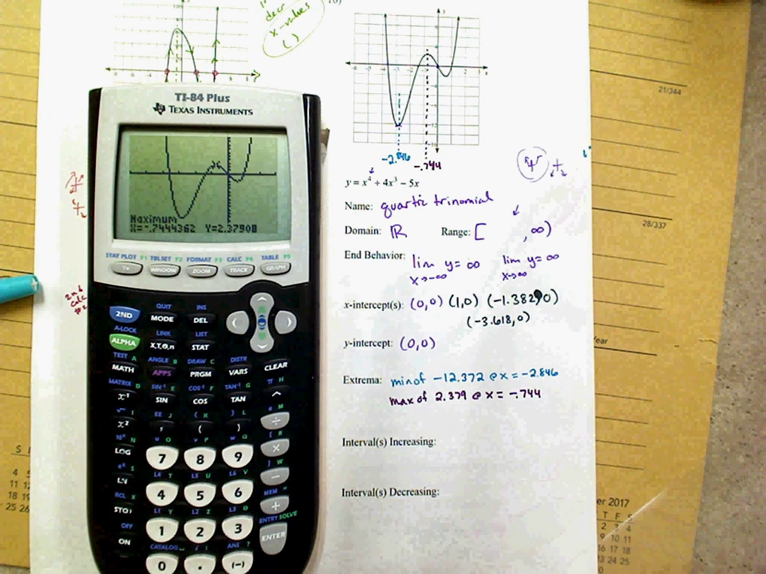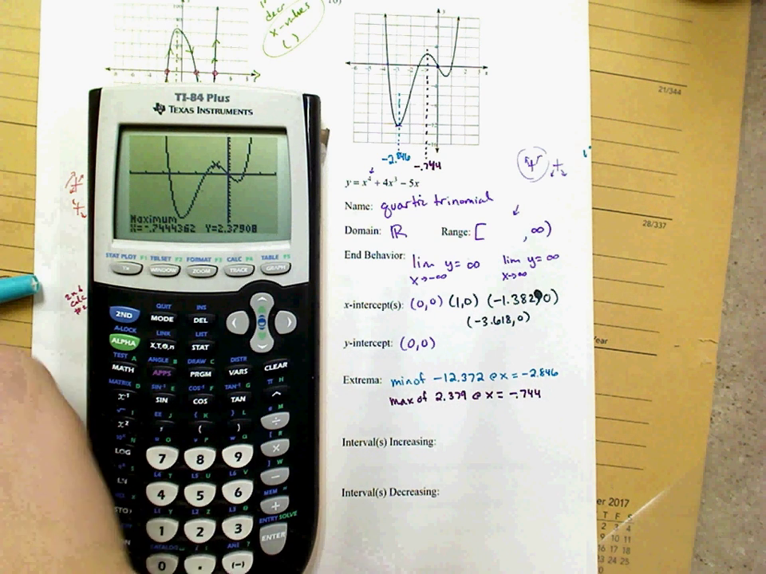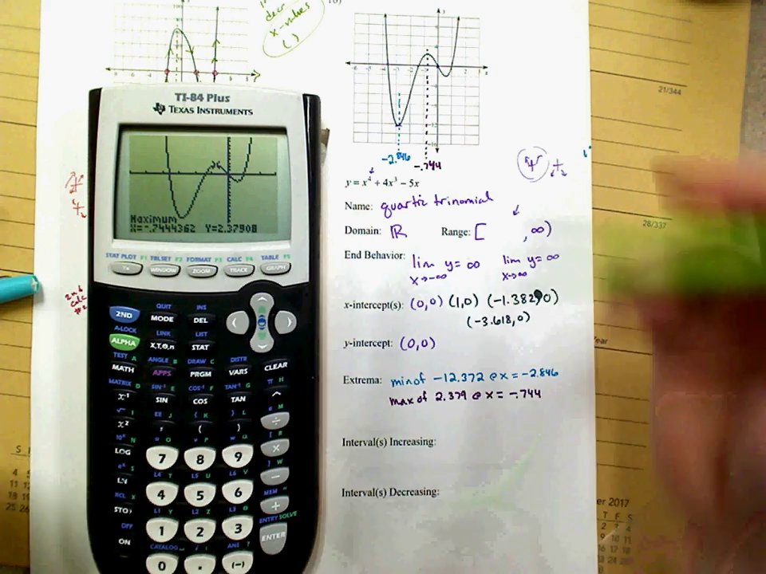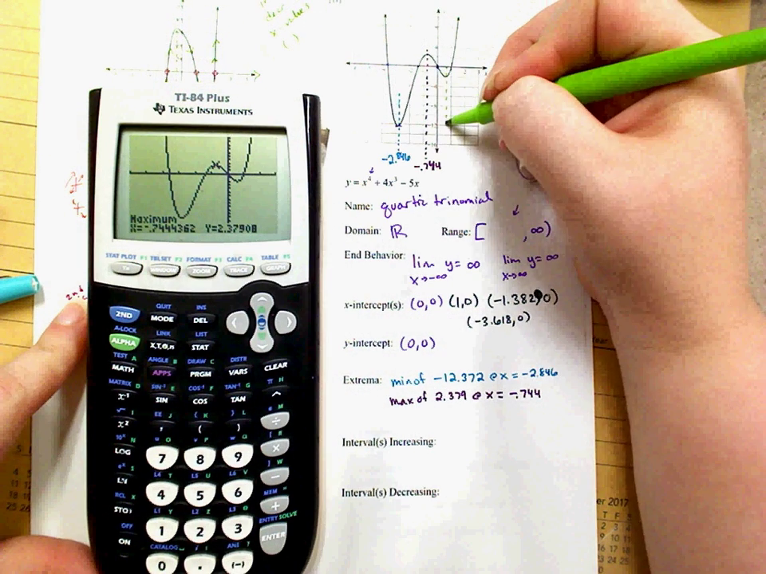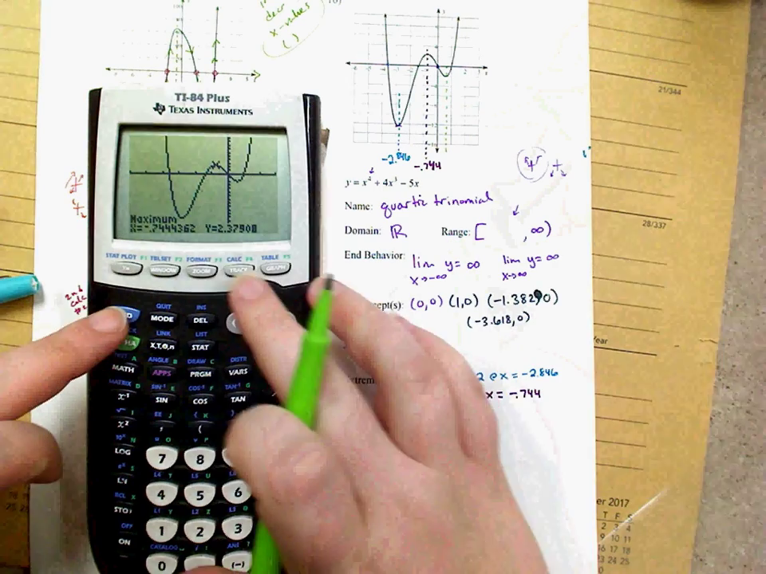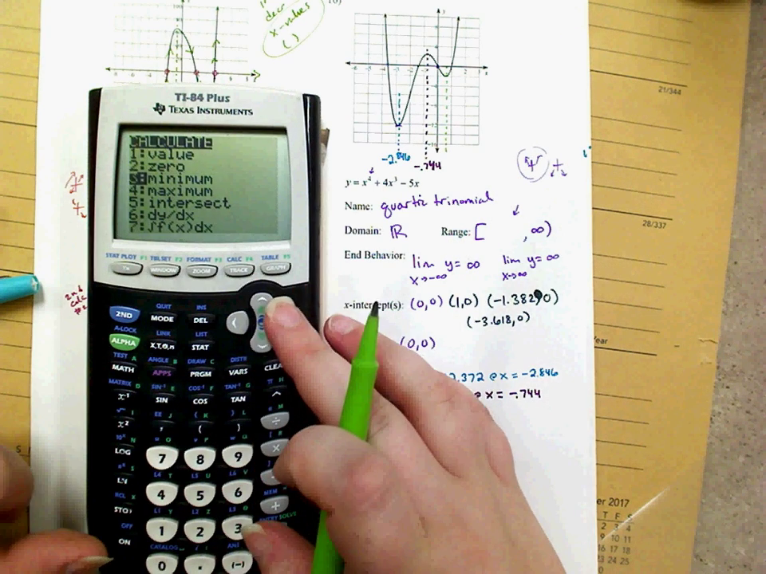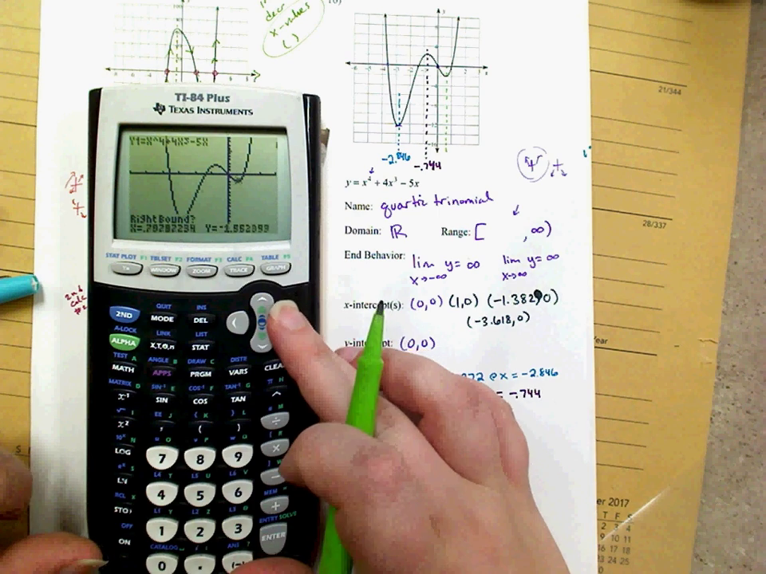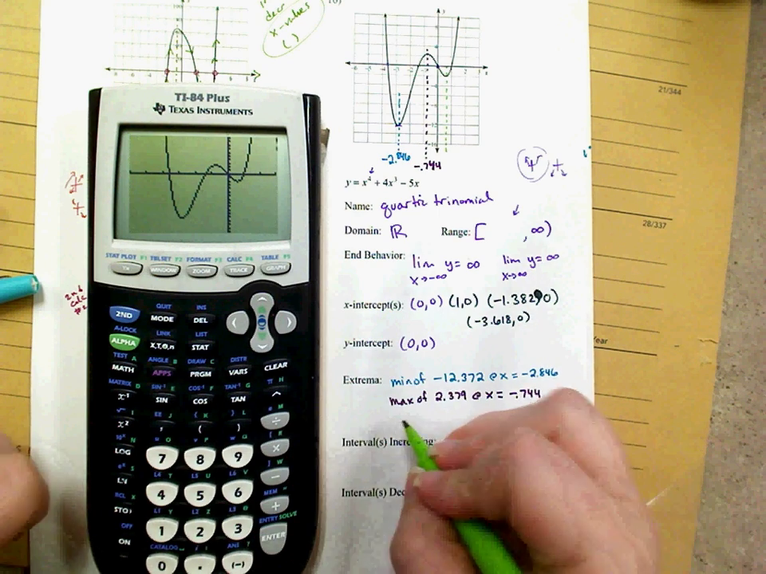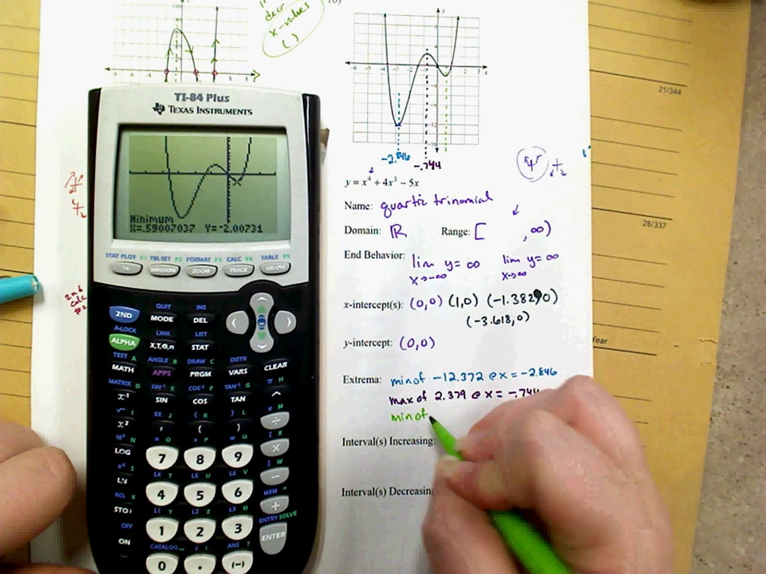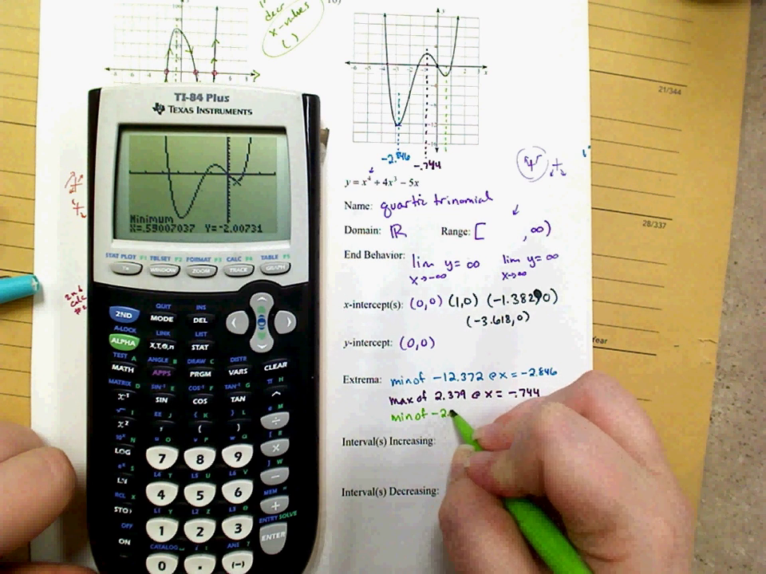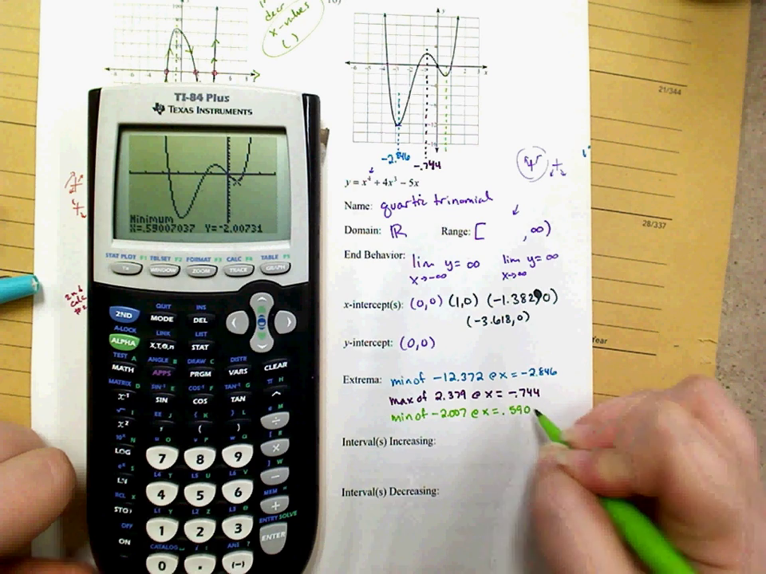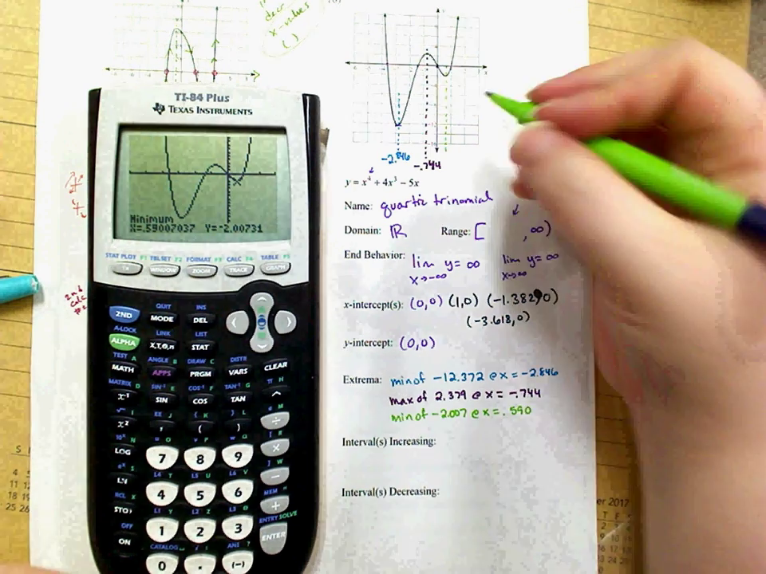And then the last minimum is right here. So second calculate min, and to the left of it, and then to the right of it, and I get a min of negative 2.007, and x equals 0.590. So this x value is 0.590.